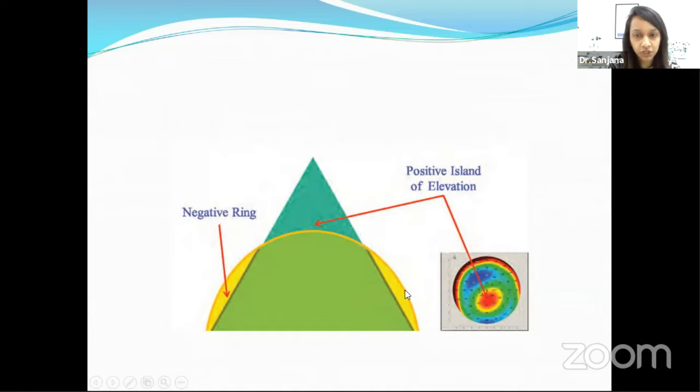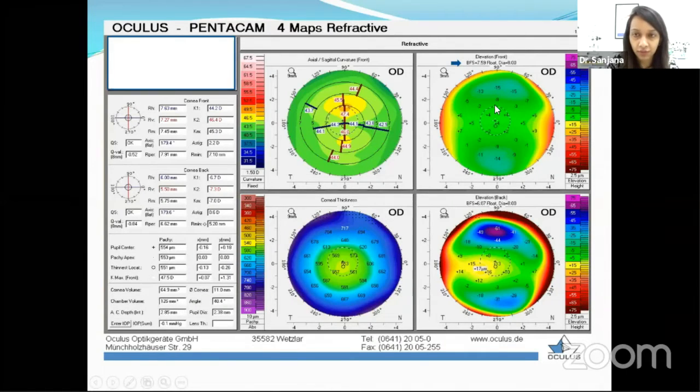And if we look at this portion, this is actually below the best fit sphere, and this is called a negative ring. So the negative ring or negative island will usually be represented by cooler colors such as green and blue. So now again, when we look at this, we have certain values. Again, we take into consideration the 5 millimeter zone, which is more important.